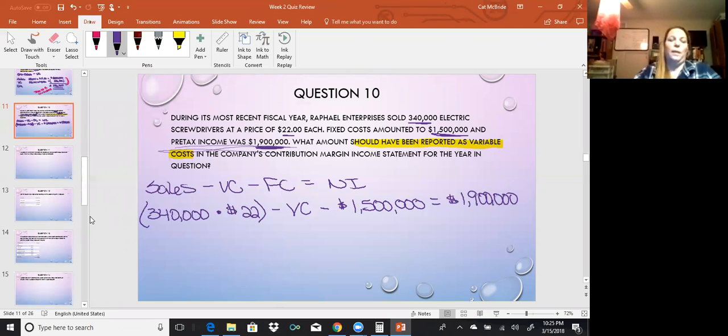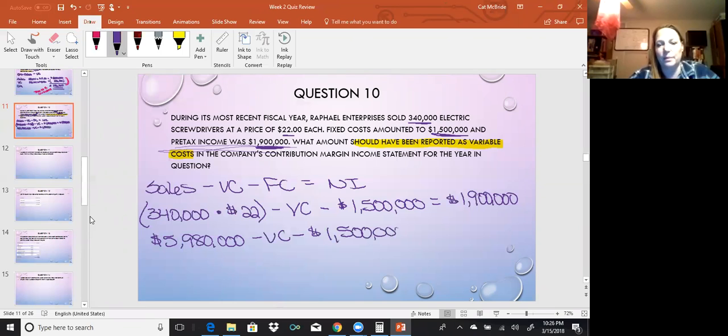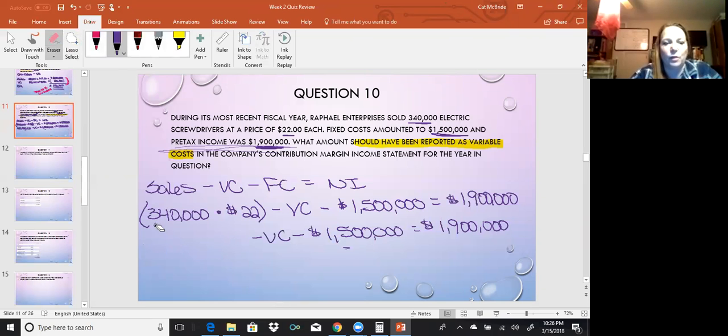So now I just have to work them. I'm going to take my sales: 340,000 times $22 ends up being 5,980,000, minus my variable costs minus my fixed costs. Now we're just going to do basic math. Notice how I avoided the word algebra. So how do we get variable cost all by itself? First, I can combine this and this, right? Wait, I screwed up something. I wrote down the wrong number. It should be 7,480. Yep.